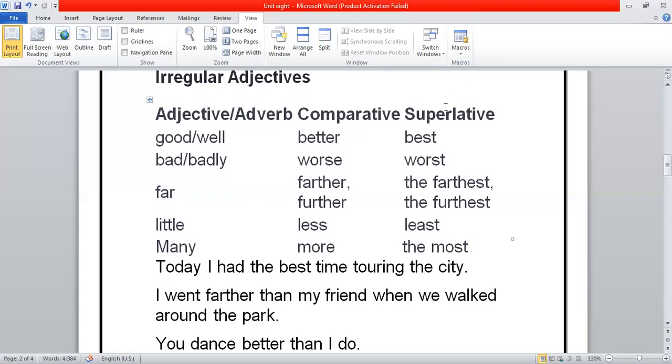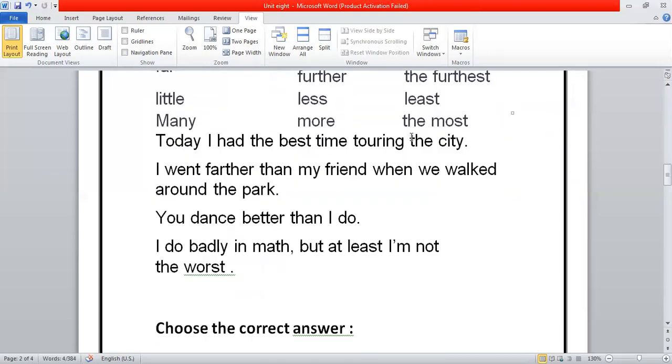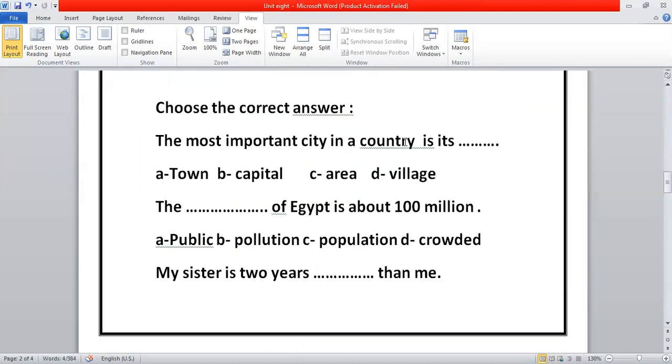This is the grammar lesson for Unit 8. How can I use comparative and superlative? This is the first part. Now we have some questions. How can you choose the correct answer?